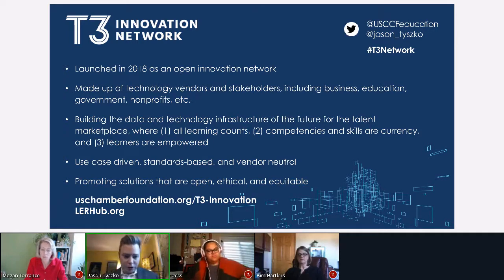So we think this is the digital infrastructure of the future. And in T3, we wanted to create a space called the LER Resource Hub where emerging LER pilots can come and learn together. So we just launched it this year.